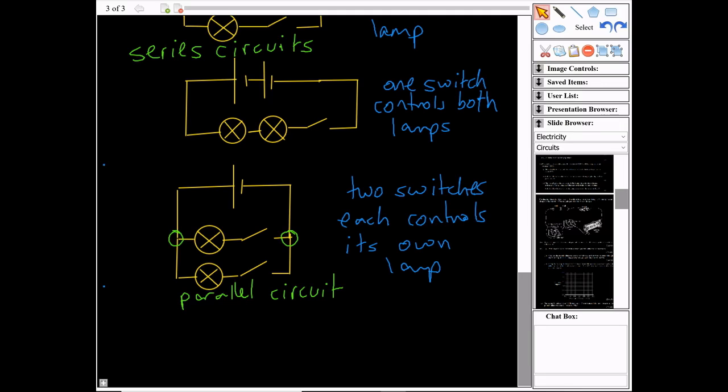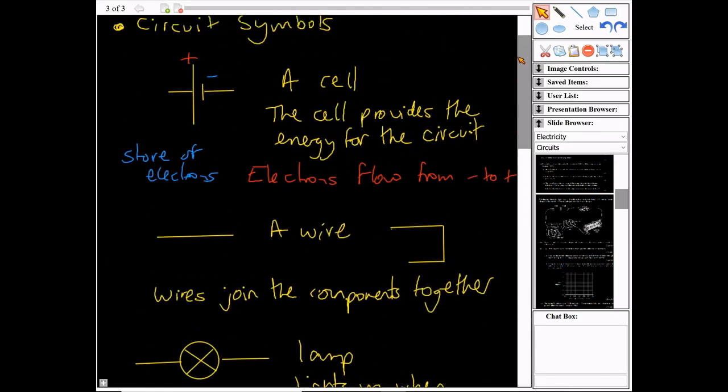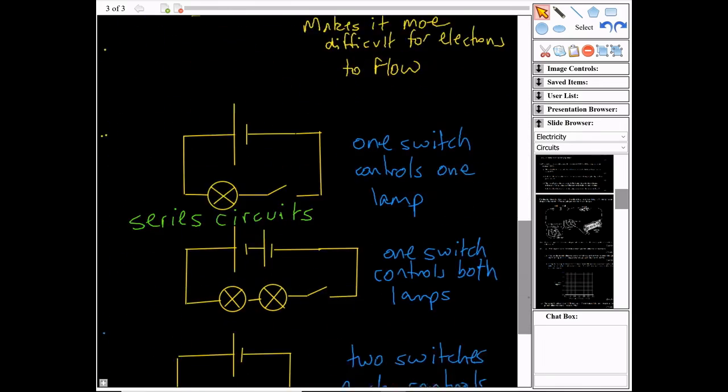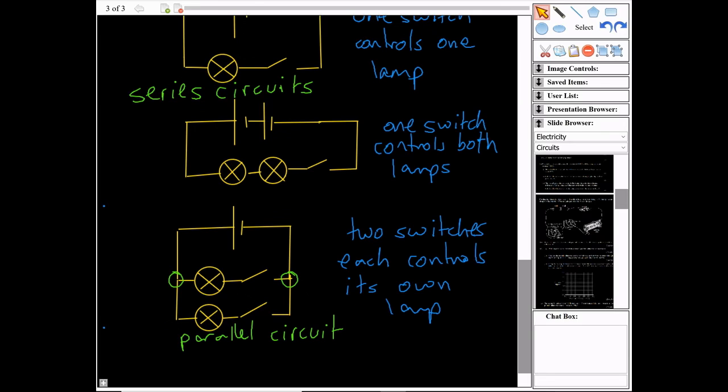So I've given you a basic overview there of the different parts of the circuit, the different symbols, and how you make a circuit. So in the next video, I shall start talking about electrical current and voltage.